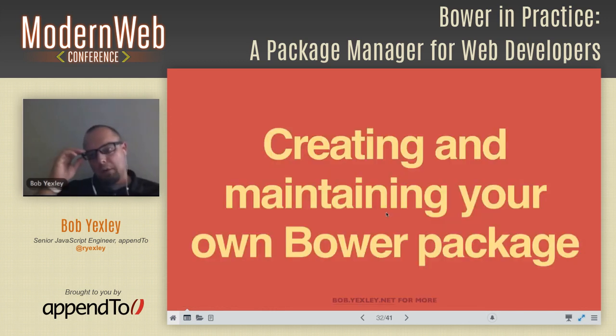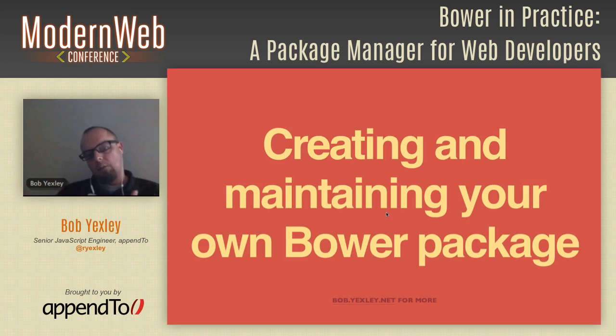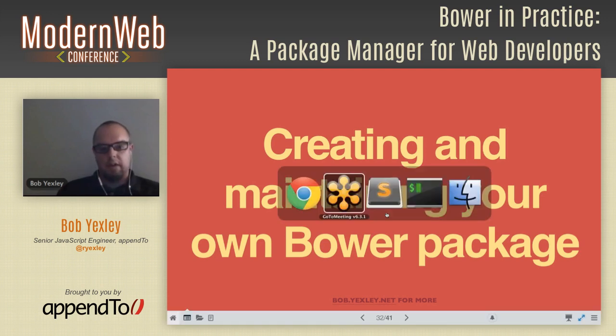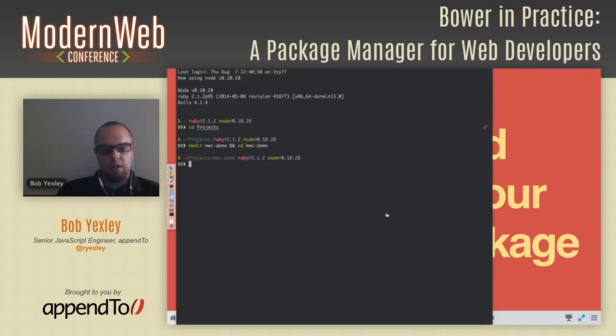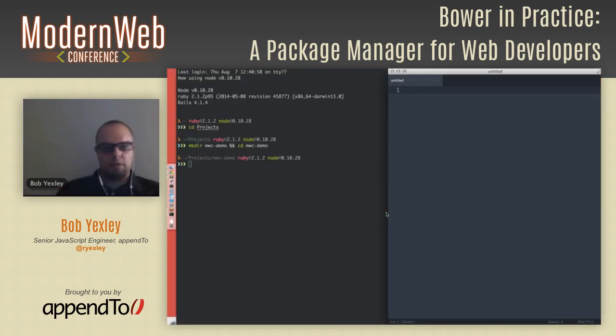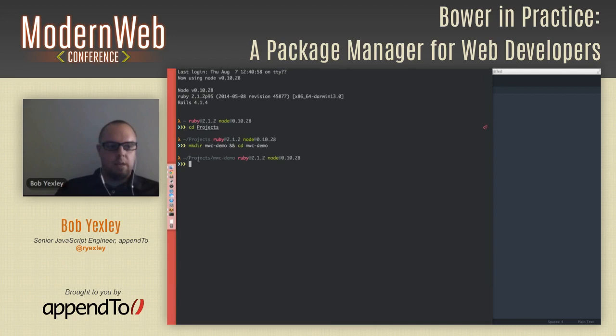Okay, so in the next part we're going to talk about creating and maintaining your own Bower package. But before I do that, I want to run a quick run through from the command line of how to do all the stuff that we've just talked about. So I'm going to switch over here to the command line, and you can see I'm in a folder called MWC demo. From here we're going to run Bower init.